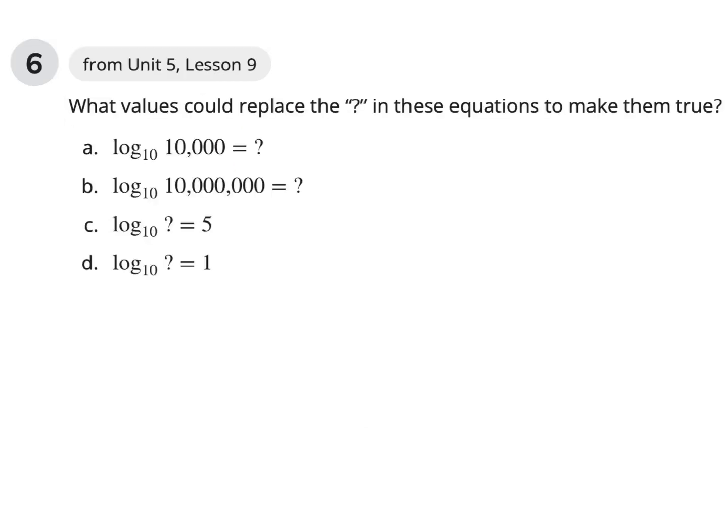Okay, so what could replace the question mark in these to make them true? This is easy. There are 4 zeros in this one. There are 7 zeros in the second one. Now, we're going backwards. We have the answer. We have the exponent. We need the base. So put a 1 and put 5 zeros after it. All right. With D, we have the answer. We have the exponent. Put a 1, put 1 zero behind it.